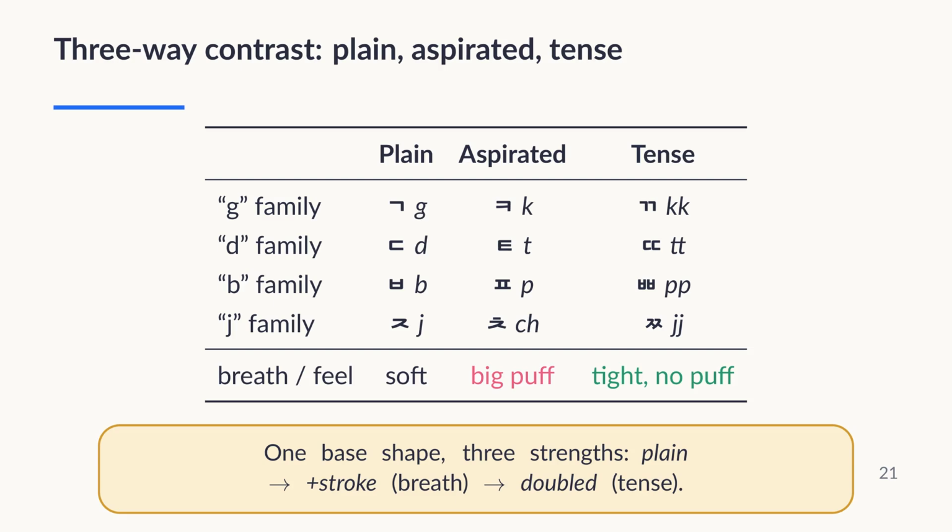Let us bring the whole consonant story together in one contrast chart, because seeing the three strengths side by side is the fastest way to lock them in. Read across each family. The G family goes from plain G to aspirated K with a big puff of air to tense KK that is tight with no puff. The D family goes D, T, T, T. The B family goes B, P, P, P. And the J family goes J, CH, J, J. Look down the columns and notice the visual logic one more time.